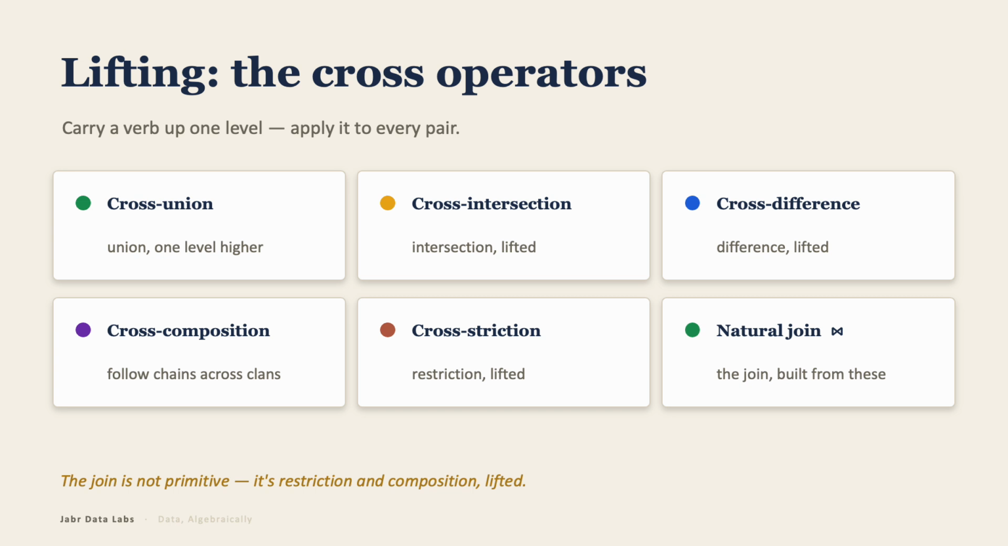Cross union, cross intersection, cross difference, cross composition, cross restriction. They're not new operations to memorize. They are just old ones, carried up a level. And here's the reward on the sixth card, the natural join. It is not a primitive at all. It is restriction and composition, lifted and combined.